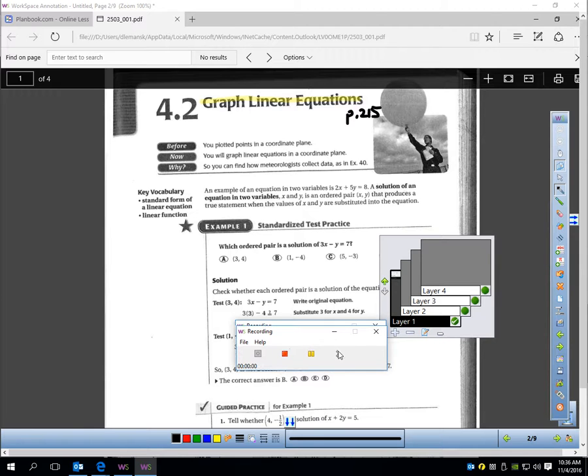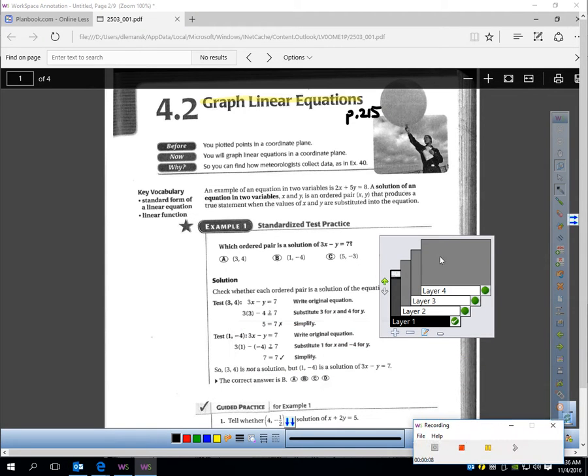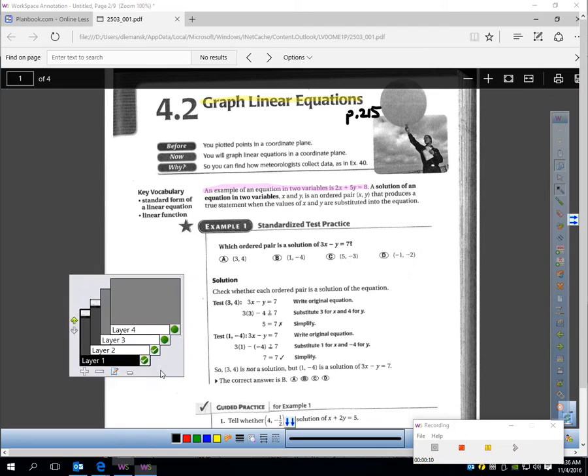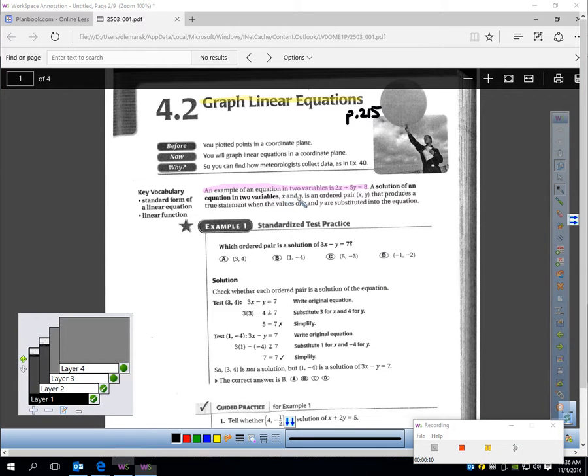This is lesson 4.2, graphing linear equations. You should be on page 215. An example of an equation in two variables would be, like here, 2x plus 5y equals 8. A solution of an equation in two variables, and this should be something you get in your notes, is an ordered pair xy that produces a true statement when the values of x and y are substituted into the equation.